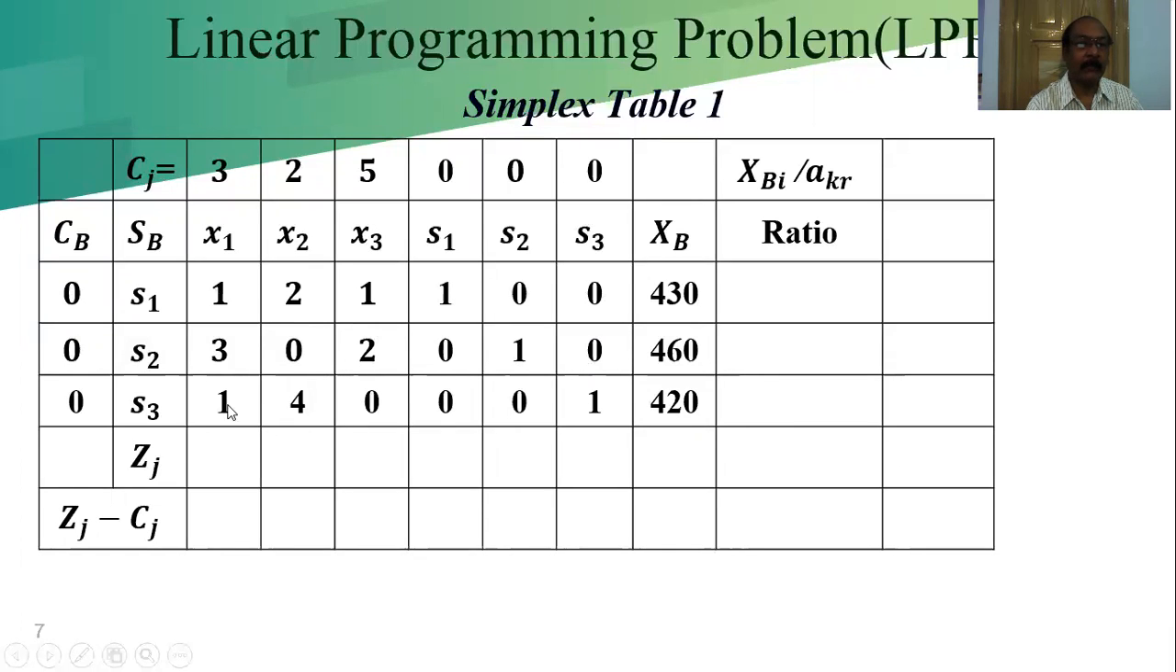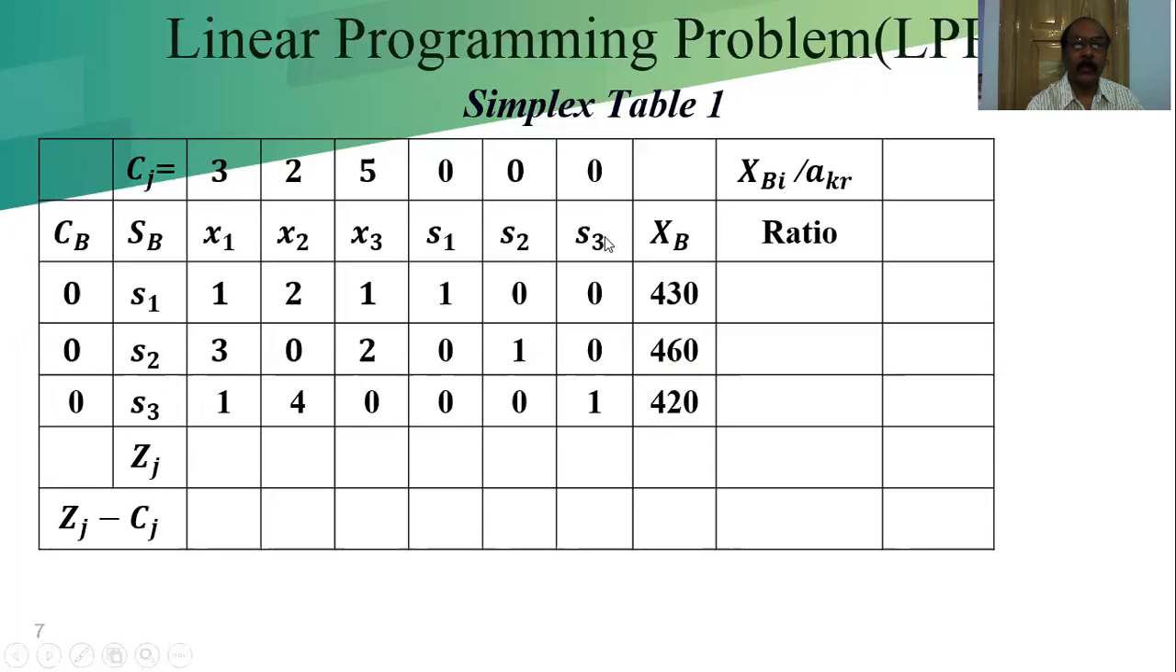And these are the coefficient matrix. 1, 2, 1. The coefficient of s1 is 1 for the first constraint, and s2 and s3 are 0. Then 3, 0, 2. The coefficient of s1 for constraint 2 is 0, the coefficient of s2 is 1, and the coefficient of s3 is 0. Then 1, 4, 0, with 0 for the coefficient of s1, 0 for s2, and 1 for s3 in the third equation.